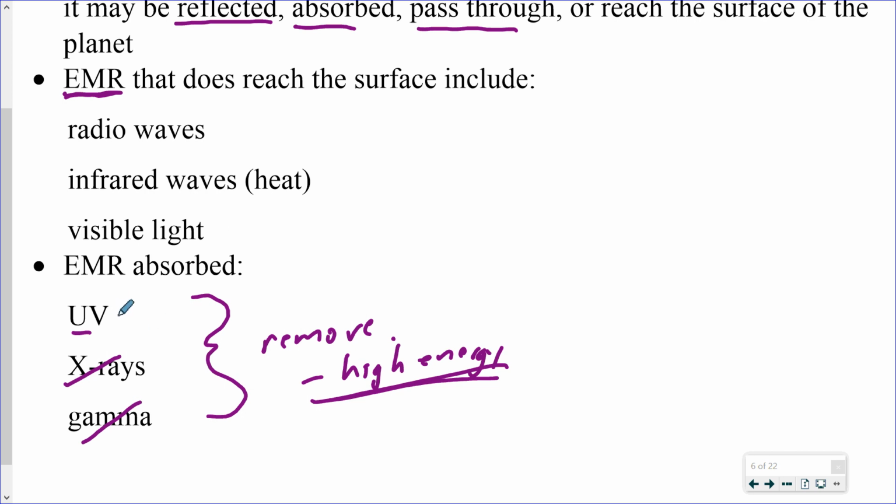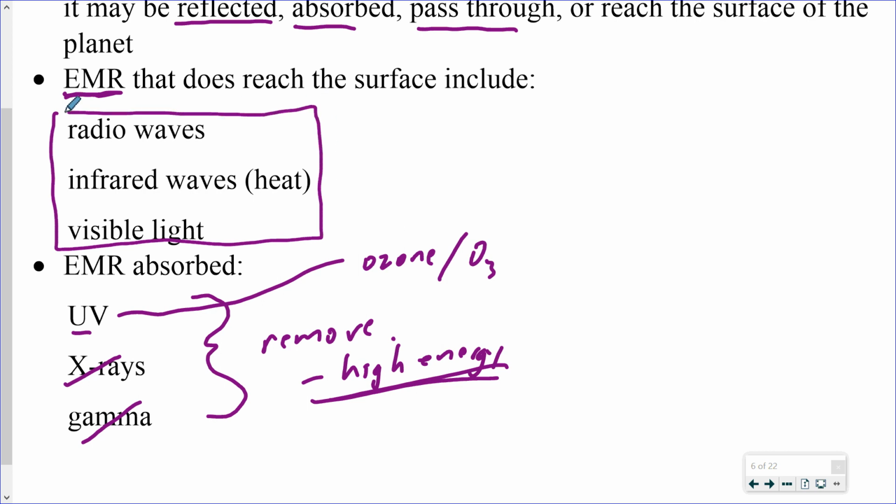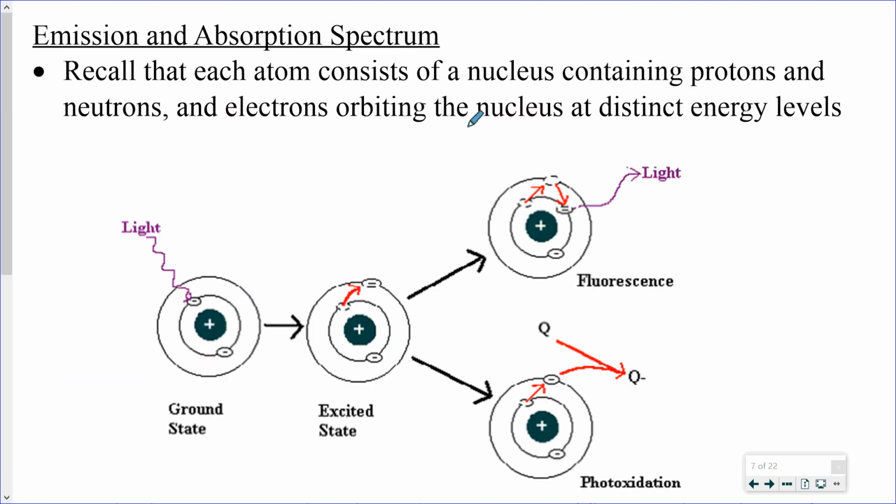Some of the ultraviolet radiation does reach the Earth, but remember from the last unit, it is the ozone layer, O3, that is responsible for removing a large portion of the ultraviolet radiation as well. If we want to study these, we actually can't use instrumentation on the surface of the Earth because they don't reach the surface. What does reach the surface is this: radio waves, infrared, which is heat, and visible light. So you do need to know that our atmosphere filters out some of the electromagnetic radiation, and it never reaches the surface of the Earth.